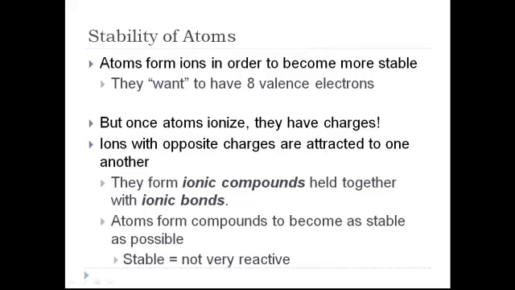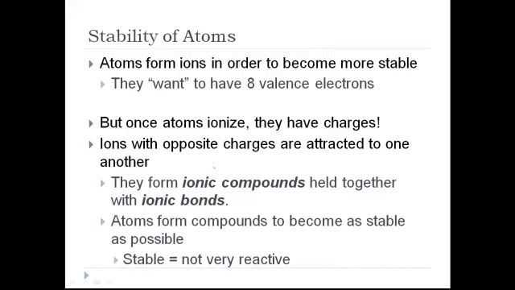So specifically about the stability of atoms. Atoms form ions in order to become more stable. They want to have 8 valence electrons. It makes them more stable and less reactive when atoms form ions. However, once an atom ionizes, it then has an electric charge, either a positive charge if it has more protons than electrons, or a negative charge if it has more electrons than protons.